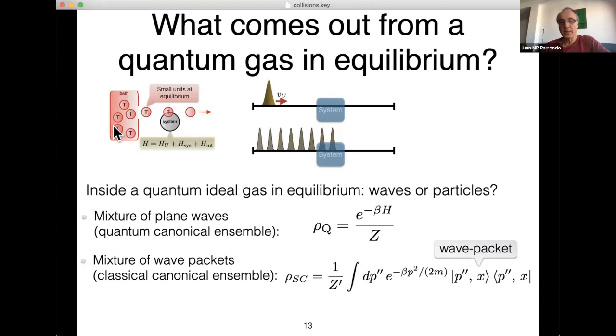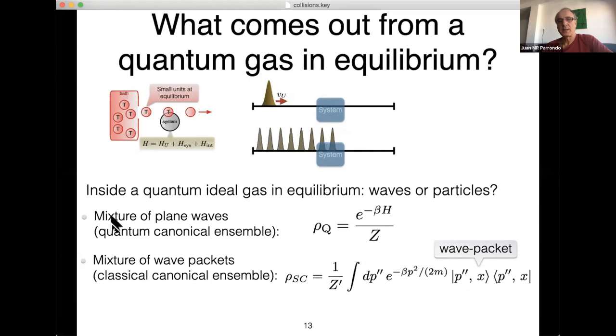You can take the question even farther and just ask what is inside the quantum ideal gas. This is an exercise that you can do even with undergraduate students. Well, kind of smart undergraduate students. You can ask them to compare the canonical state, which is this one. This H is the free Hamiltonian, P squared divided by 2M. You have the quantum canonical ensemble. This is a mixture of plane waves, because this is the free Hamiltonian. And this is what we teach in the undergraduate courses of statistical mechanics. But you can think, well, in a semi-classical description, I could have quantum particles, or wave packets, distributed with the Maxwellian distribution. So I could have a mixture of wave packets instead of a mixture of plane waves.